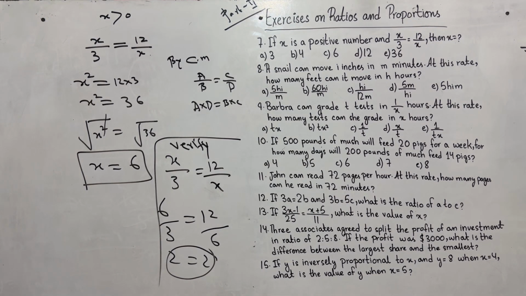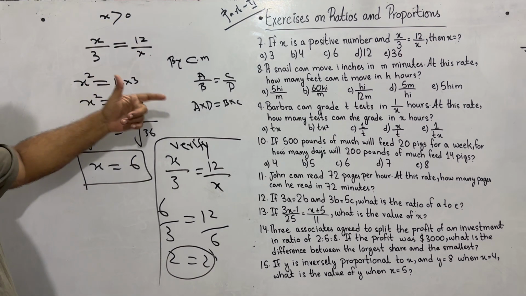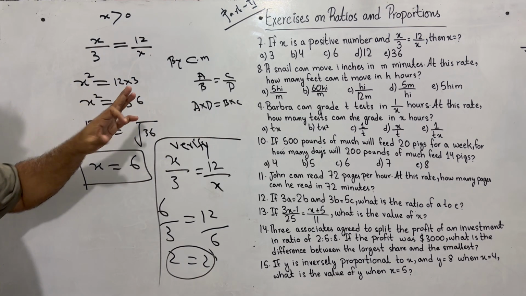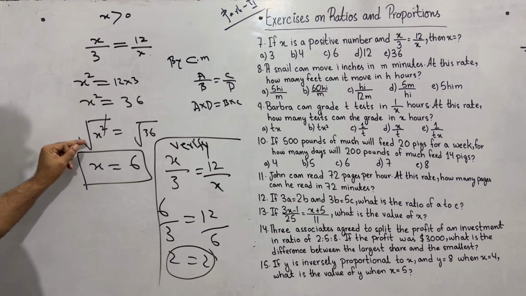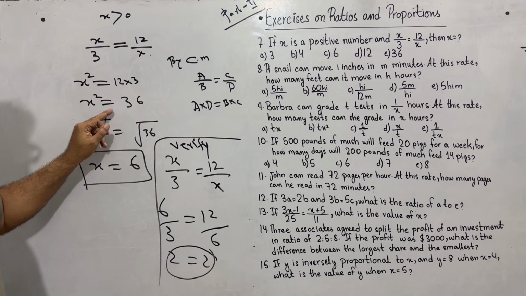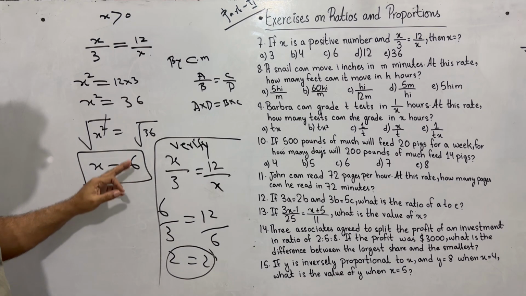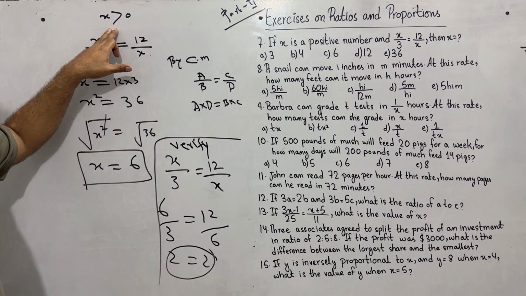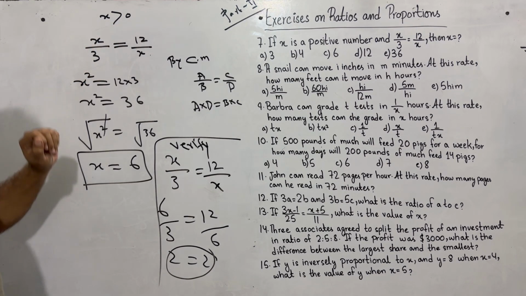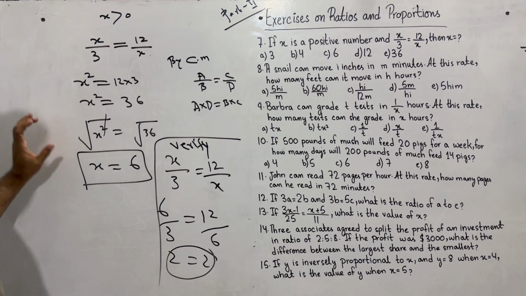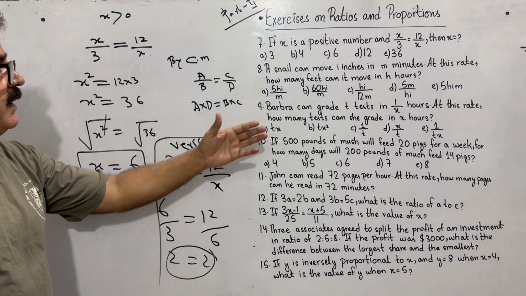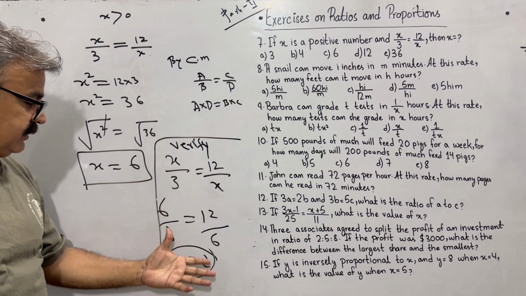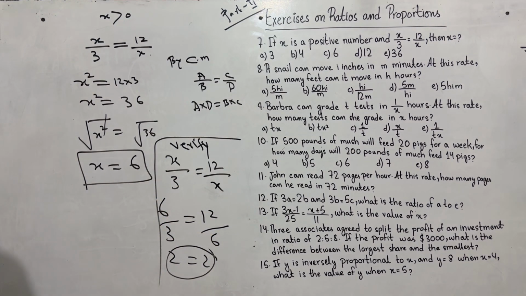It's easy work. x over 3 is equal to 12 over x. By cross multiplication, x square is equal to 12 times 3, and 12 times 3 is 36. To get rid of the square, take the square root on both sides. x is equal to 6. We have discarded negative 6 because we are restricted: x must be greater than 0, meaning positive. That is the solution, or one can verify. Instead of x, plug in 6. 6 over 3, 12 over 6. 2 is equal to 2 in that case.